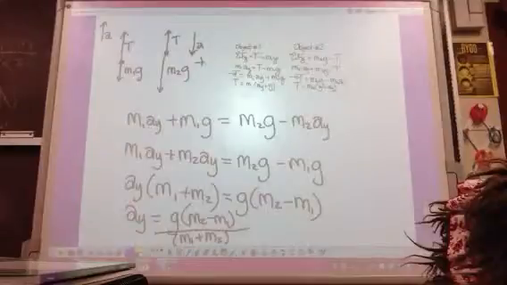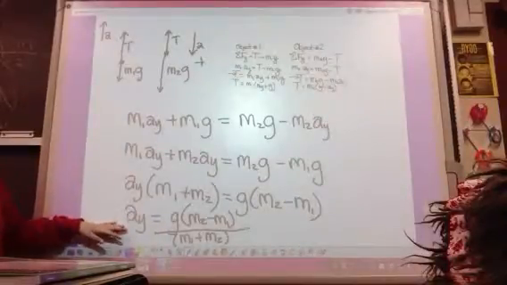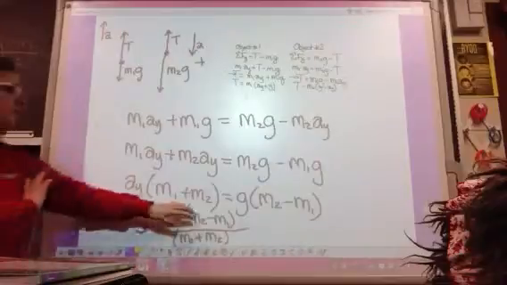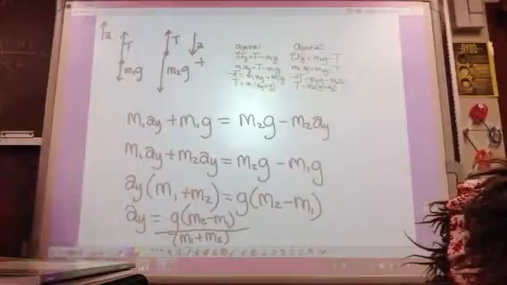So we showed now our acceleration. This is the acceleration that those masses are going to share, considering we have it for both of those masses. So that's how the system will move as a whole. This would be my acceleration in the y direction.